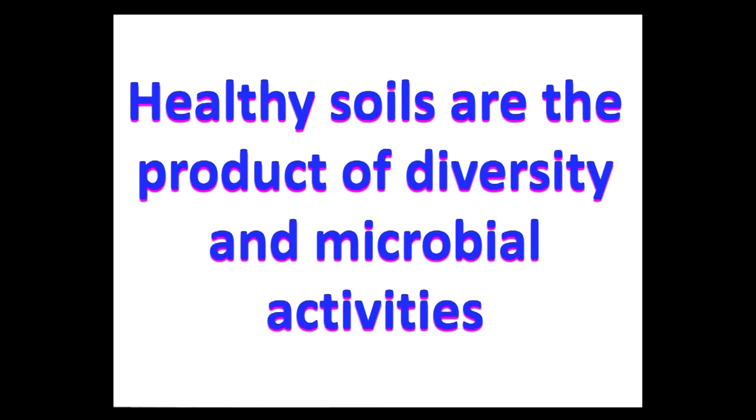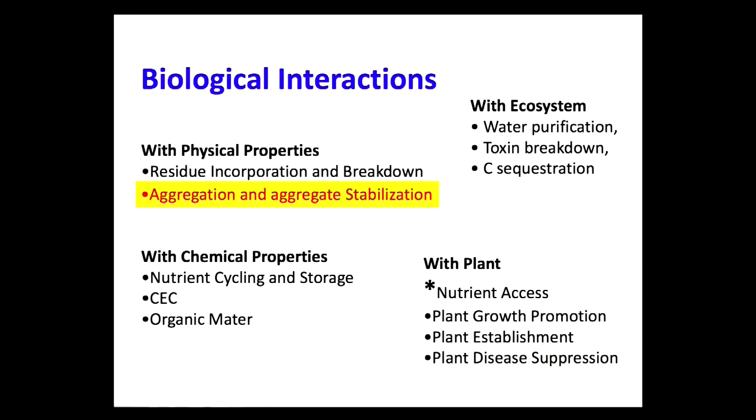So healthy soils are the products of diversity and microbial activity. Here is a lot of the places where the biology takes place. And again, aggregation and aggregation stabilization. You're probably hearing me say that like 100 times so far: aggregation, aggregation, aggregation. You know why? Because most of the areas in the province have an issue with aggregation. That's what I've been seeing out there. And if we know how we can correct this, we're going to have a lot of benefits for soil health. So that's why I'm putting that in there.